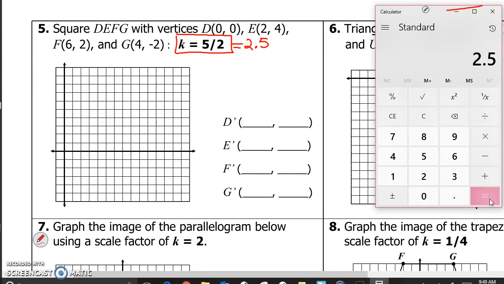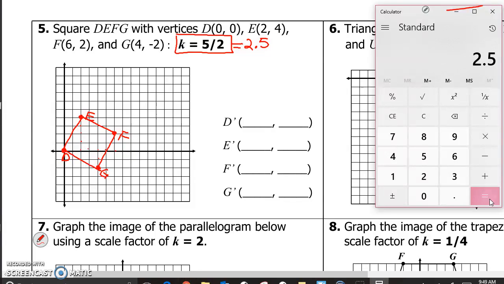So plotting the first figure, the square DEF, I've got D at 0, 0, which is here. E, which is 2 over, up 4, 1, 2, 3, 4. F, which is 1, 2, 3, 4, 5, 6, up 1, 2. And then G, which is positive 1, 2, 3, 4, negative 1, 2. So I know our graph is not perfectly centered, but that's okay because something's going to happen when we enlarge it.